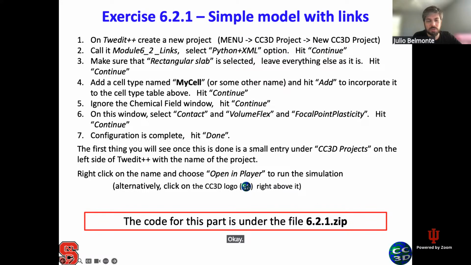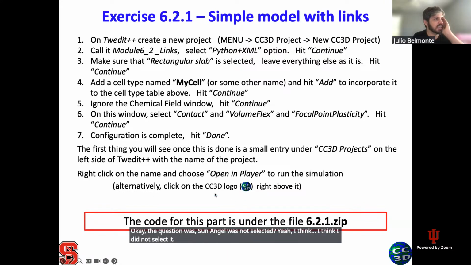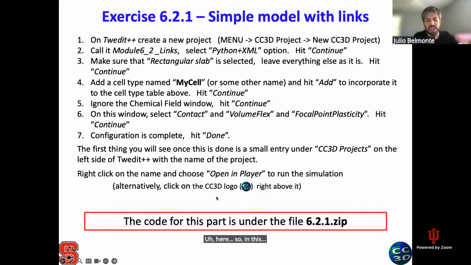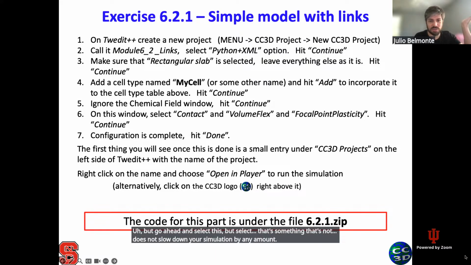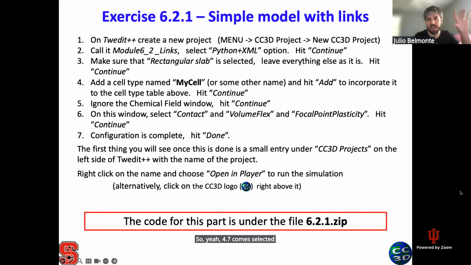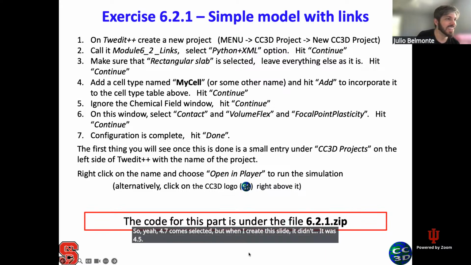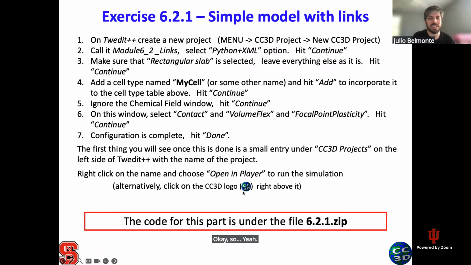The question was about an option that was not selected. Yeah, I think I did not select it here. In this example, it's not really important, but go ahead and select it. It's better to select it, since it does not slow down your simulation by any amount. Version 4.7 comes with it selected, but when I created this slide it didn't, it was 4.5. So just leave it selected. That's the best thing to do. Okay, I think that everybody's done. There was nothing complicated here.